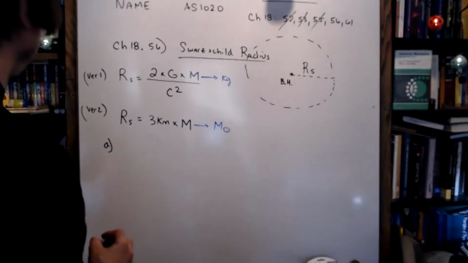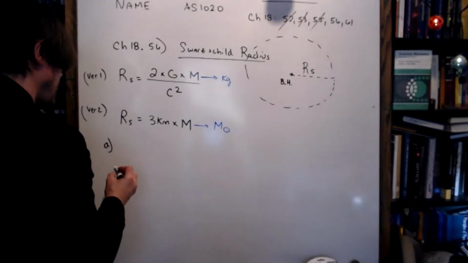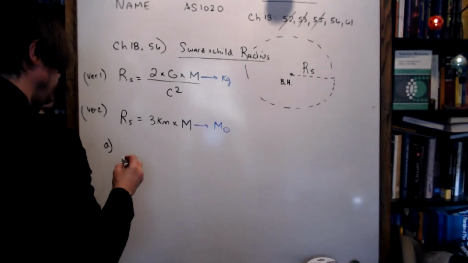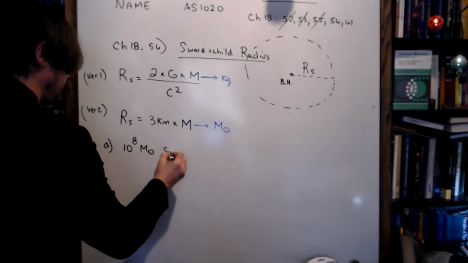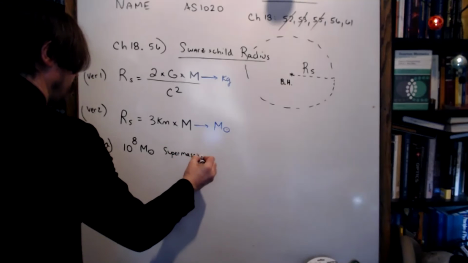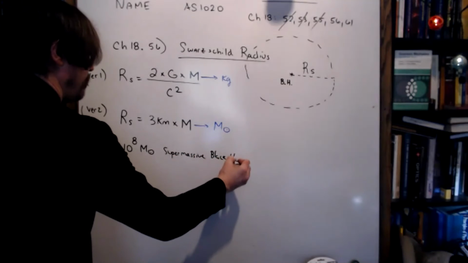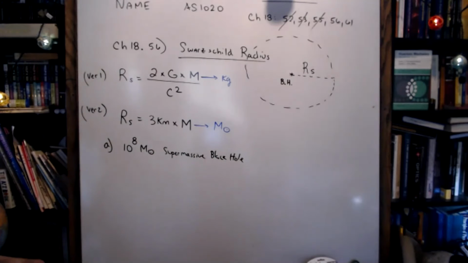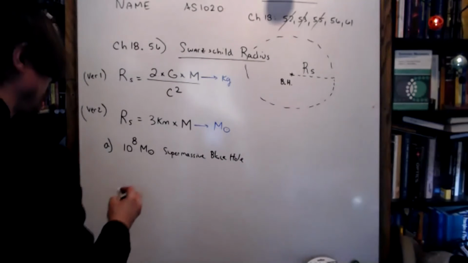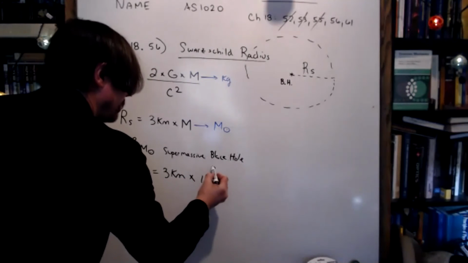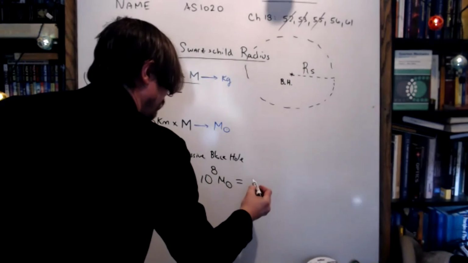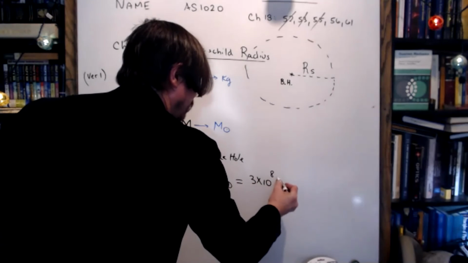A 10⁸ solar mass black hole in the center of a quasar. This is what's called a supermassive black hole. Which version do you think is better to use in this case, Christopher? That'd be version 2. Yeah, because we've got it in solar mass units. So this should be pretty easy. The Schwarzschild radius: 3 kilometers times 10⁸ solar mass units gives us 3 times 10⁸ kilometers.